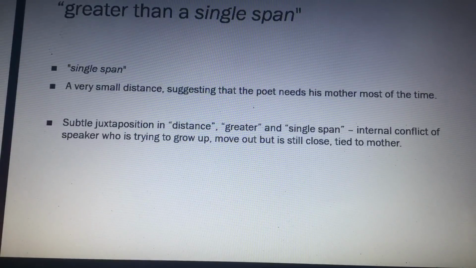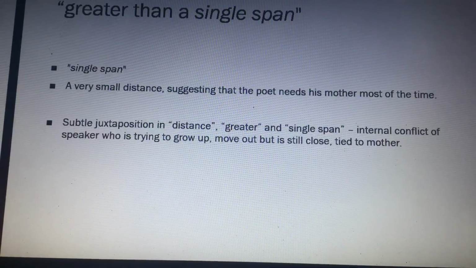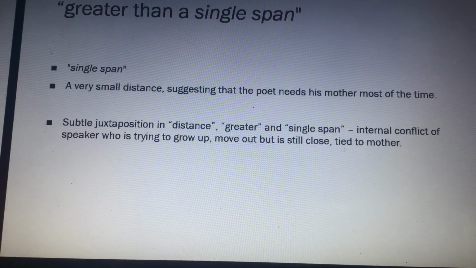Greater than a single span. Then if we look at single span, it's a very small distance, suggesting that the poet needs his mother, but vice versa as well, that the mother in her own emotional distress relies on her child. But I think there's a subtle juxtaposition there between single span and greater distance from the title. There's the internal conflict of the speaker who's trying to grow up and move out, but is still close and tied to the mother.